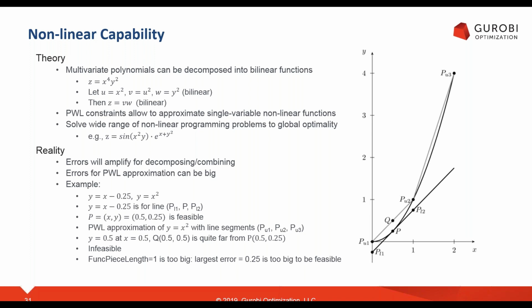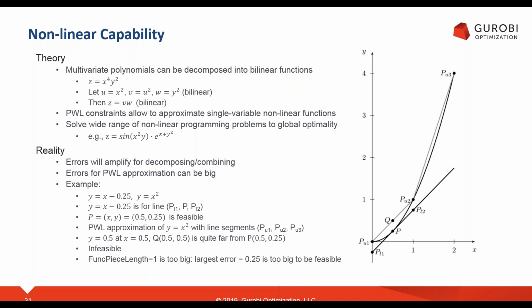We have chosen the upper approximation through the points PU1, PU2, and PU3. And then in addition, we have a simple linear constraint, in this case y is equal to x minus 0.25, which you see here on the right-hand side in the picture that goes through the points PL1, P, and PL2. And this nonlinear program has a feasible solution in the point P. P is equal to 0.5 and 0.25.